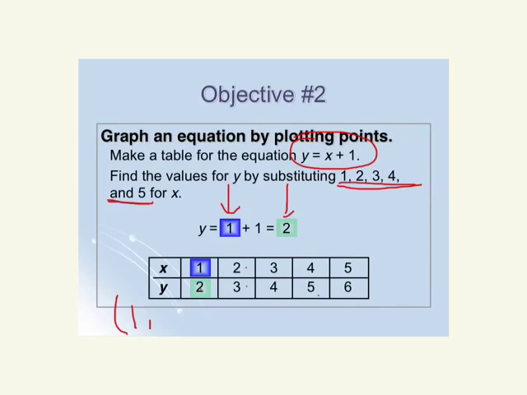They're also ordered pairs though: 1, 2; 2, 3; this one is 3, 4, and so on. So all you're doing is finding the ordered pairs that would make that equation true.